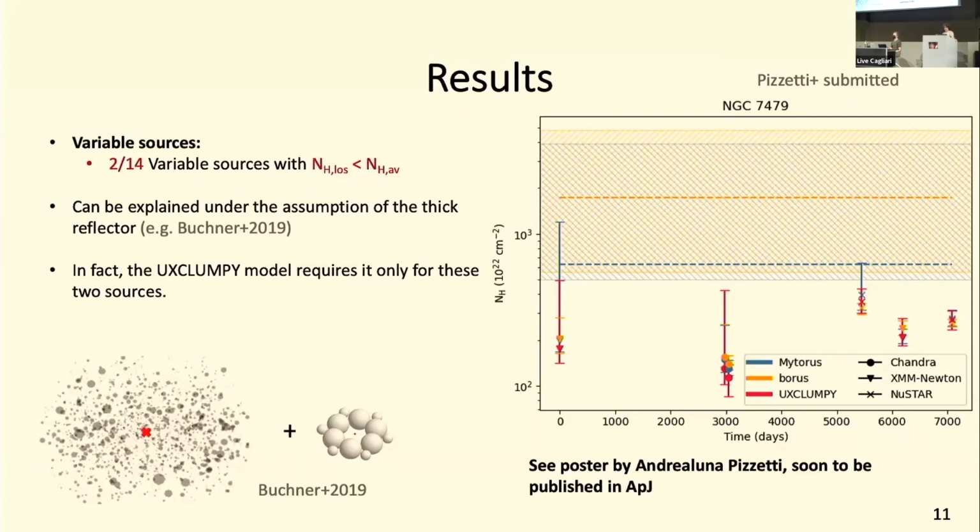And in fact, this is something that's considered as a possibility by the only clumpy model that we are using to model our sources, which is UX-clumpy. There's a possibility with that model to introduce an additional thick reflector, and it is in fact needed to explain some sources. And when it comes to our sample, only these two sources that are showing this behavior require this additional thick reflector in their center. So again, this so far adds up.